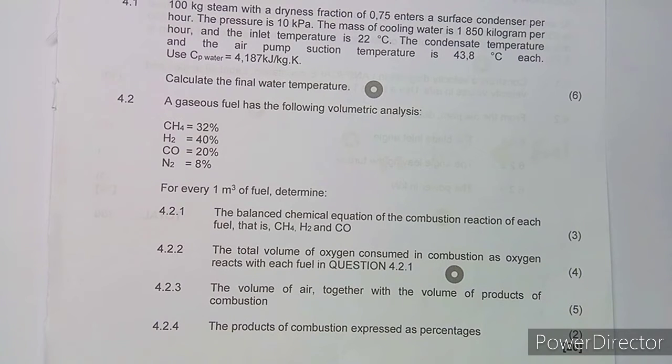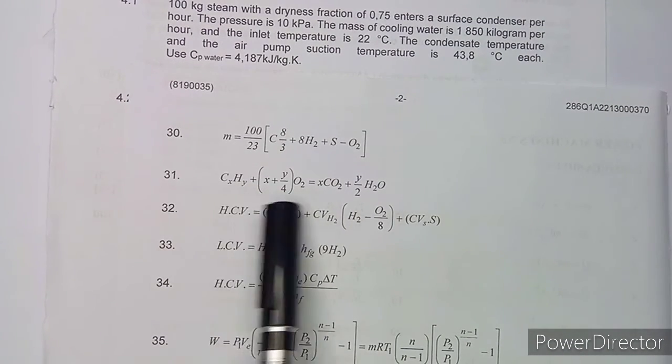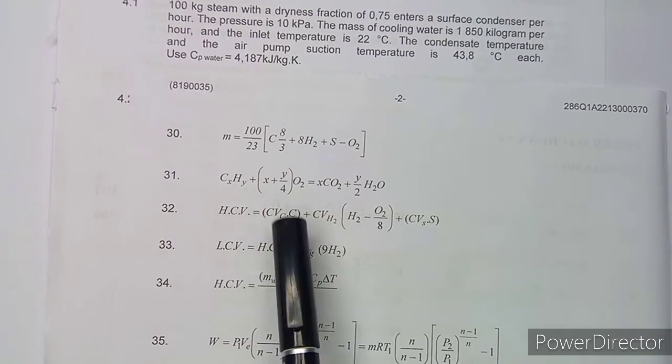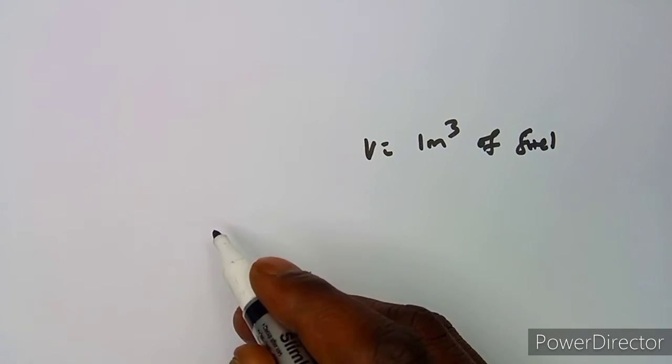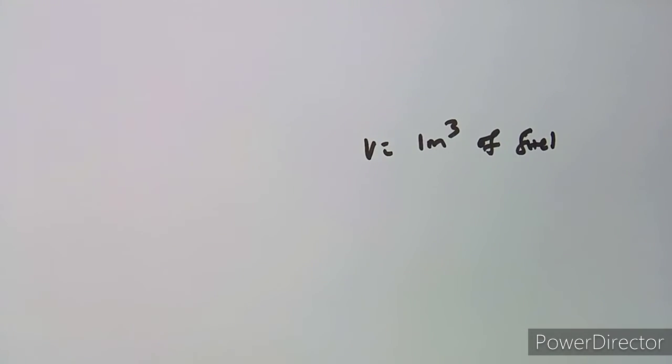So you are working each one, balancing each. How can we balance CH4? From our formula sheet, we have this formula for carbon. When you are working with hydrocarbons, you can work out from this formula. Let me write it down. Because here we are given methane, we can work with hydrocarbons here. So this is 4.2.